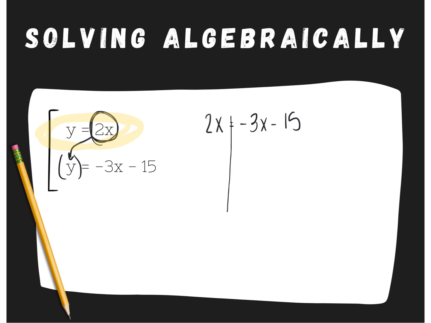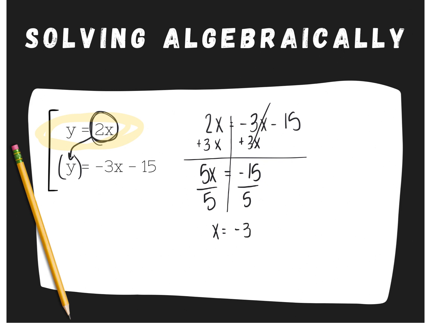So it's a negative 3x. I could use a positive 3x as long as I do the same thing on the left side as I do to the right side. On the left side, I get 5x, and on the right side, negative 3x plus 3x leaves me with 0 x's, so I'll just bring down my negative 15. From here, I can divide by 5, which means I now know that x equals negative 3.